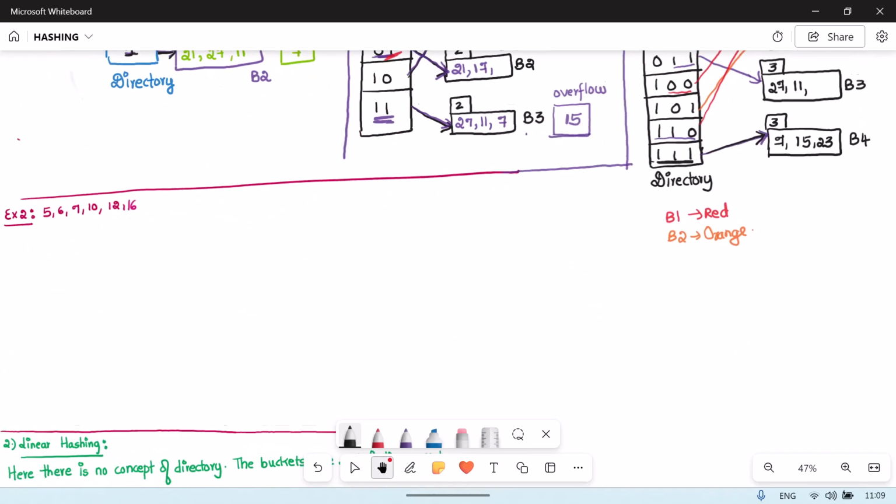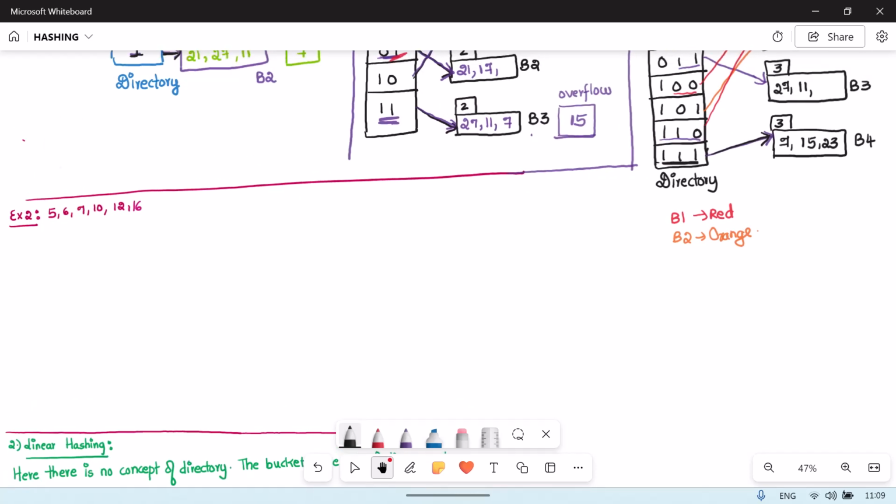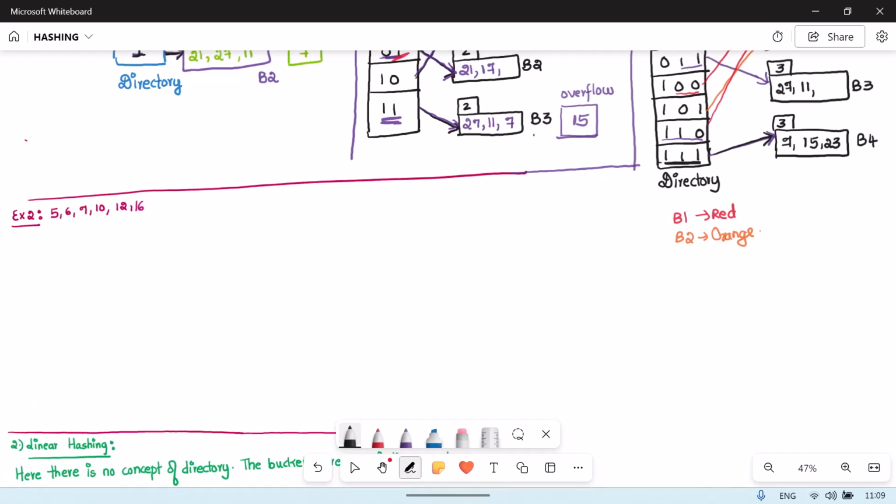Okay, I have taken the values 5, 6, 7, 10, 12 and 16. Now I will take the bucket size to be 2. See, before I took bucket size to be 3, now I will assume bucket size to be 2. That means I can place 2 elements into the bucket. So first, what is the first step? Find the binary numbers of the given decimal numbers.